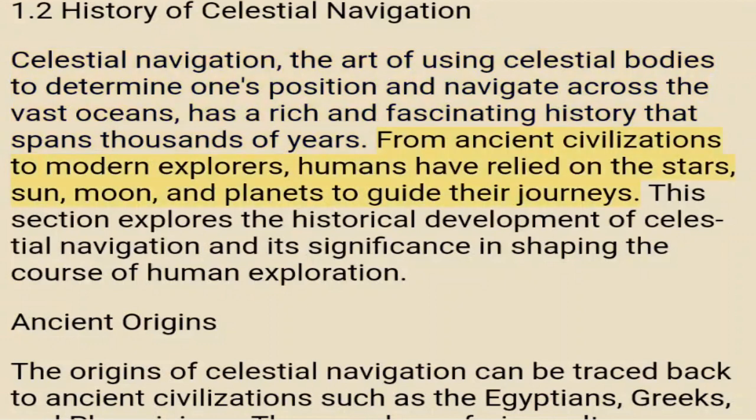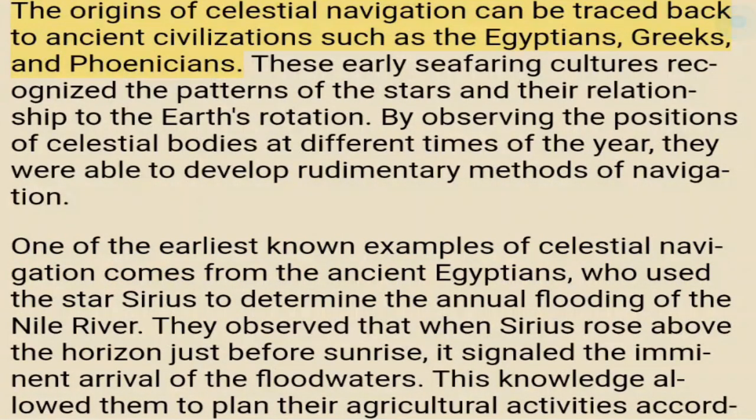From ancient civilizations to modern explorers, humans have relied on the stars, Sun, Moon, and planets to guide their journeys. This section explores the historical development of celestial navigation and its significance in shaping the course of human exploration. Ancient origins. The origins of celestial navigation can be traced back to ancient civilizations such as the Egyptians, Greeks, and Phoenicians. These early seafaring cultures recognized the patterns of the stars and their relationship to the Earth's rotation.